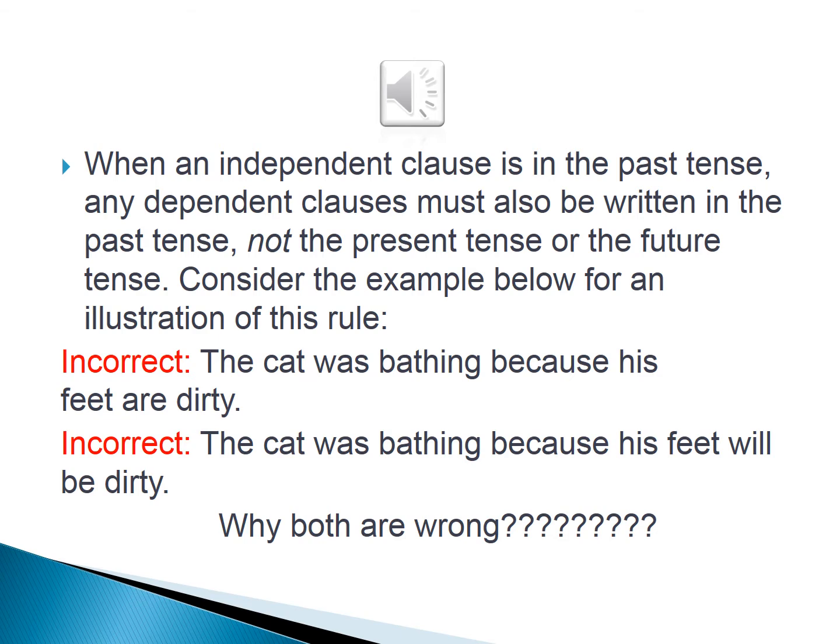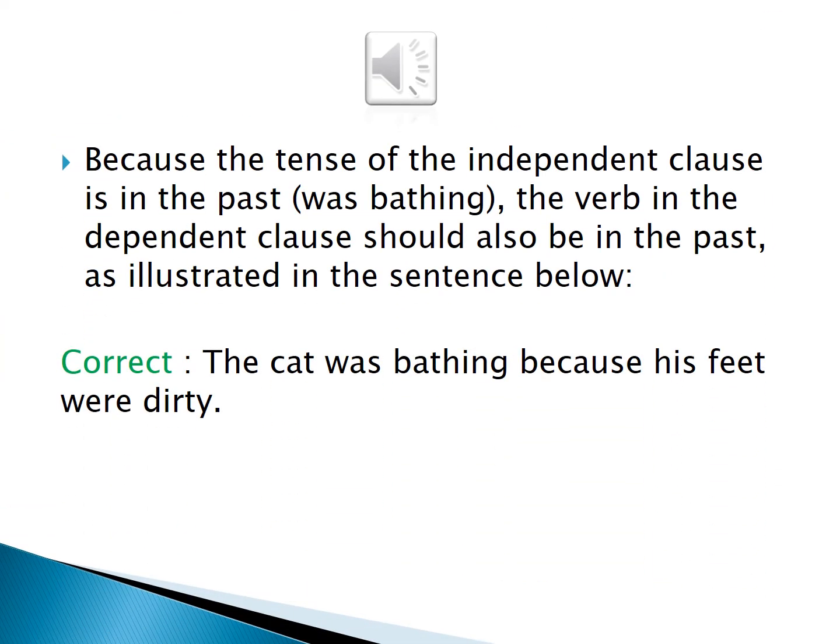Next sentence, the cat was bathing because his feet will be dirty. Again wrong. Both the sentences are wrong because the tense of the independent clause is in the past, was bathing. The verb in the dependent clause should also be in the past, as illustrated in the sentence below. The cat was bathing because his feet were dirty.